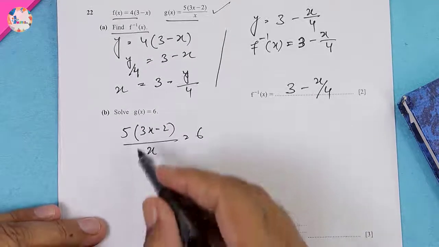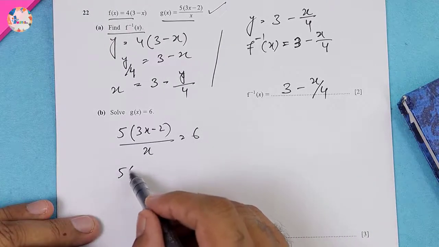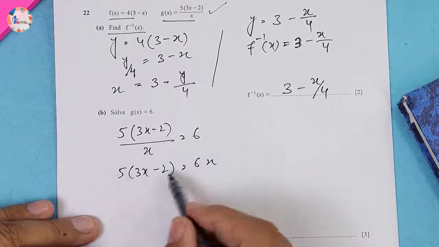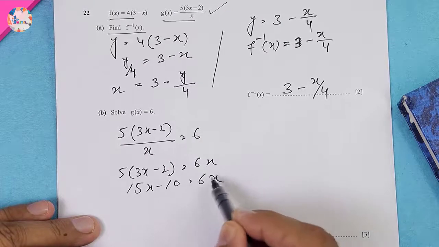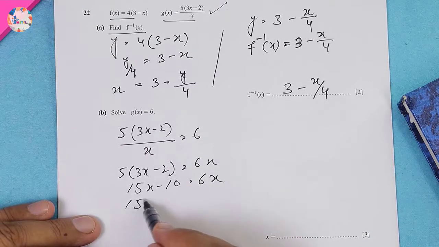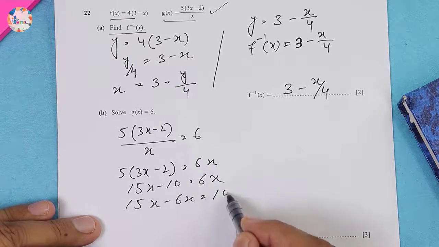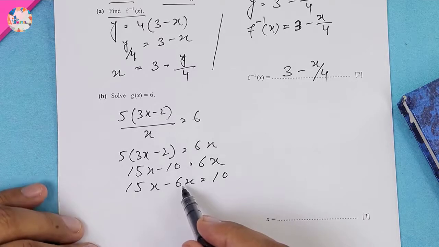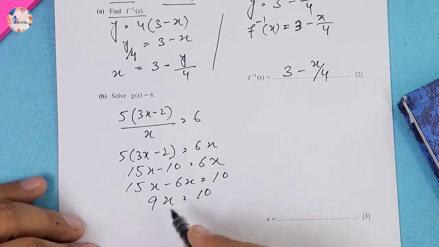Now we can cross multiply, we have to simplify. So cross multiply, this will be 5 into 3x minus 2 is equal to 6x. We can open brackets, this will be 15x minus 10 is equal to 6x. 6x we can shift to this side, 15x minus 6x, and 10 we can shift to the other side, so plus 10. Now this will be 15 minus 6 will be 9, so 9x is equal to 10.